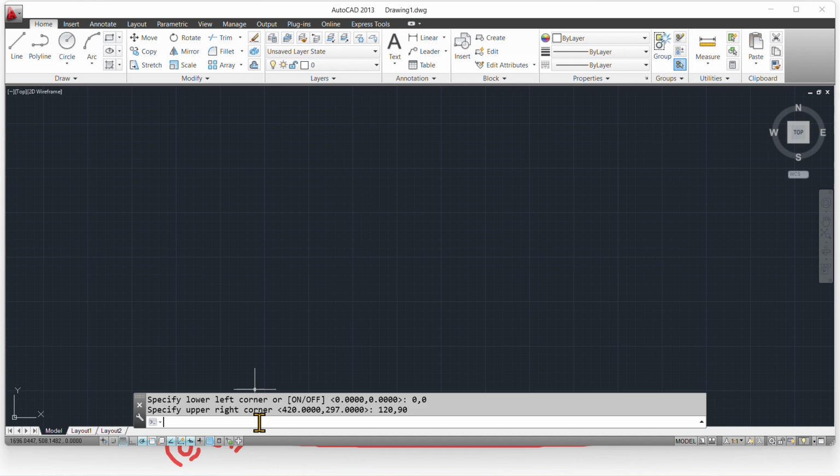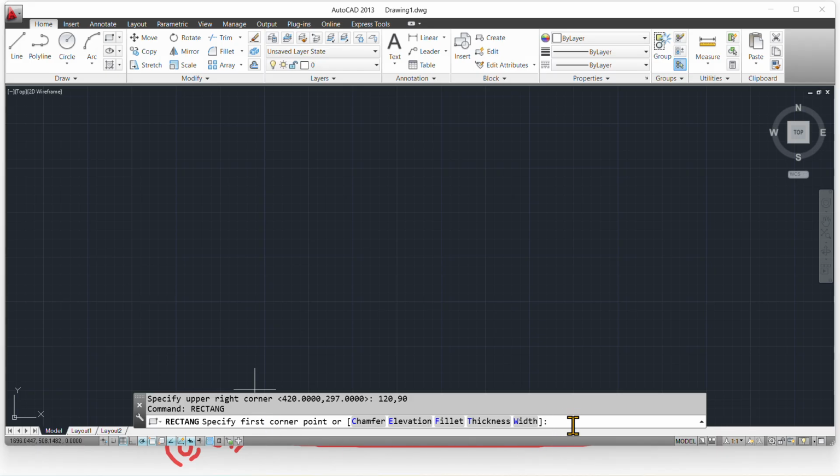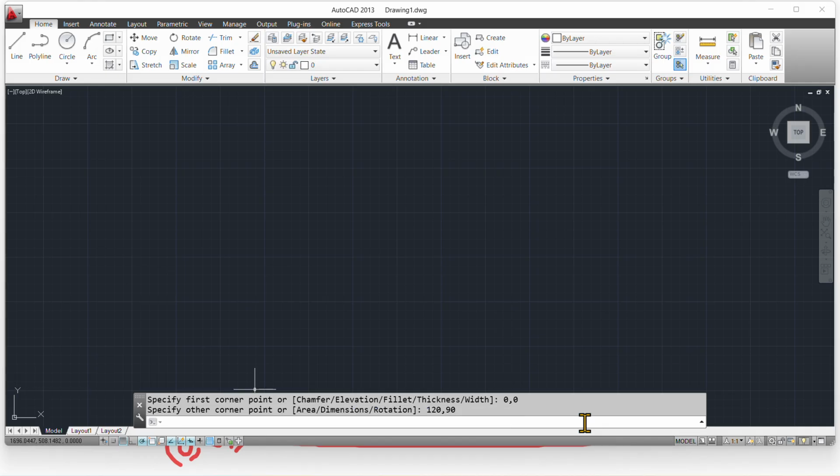After that, I try to draw a rectangle to represent my enclosure for my diagram. When I type rectangle, it is asking me for the first corner point, that is nothing but 0 comma 0, the lower left corner point, and then it is asking for the other corner point, which is 120 comma 90. Then enter. We can see the rectangle was drawn, but it is out of our view.